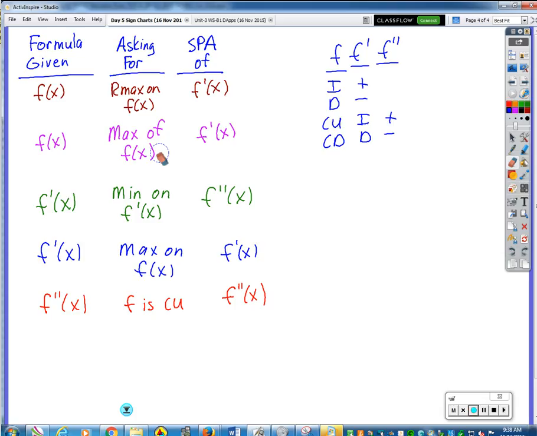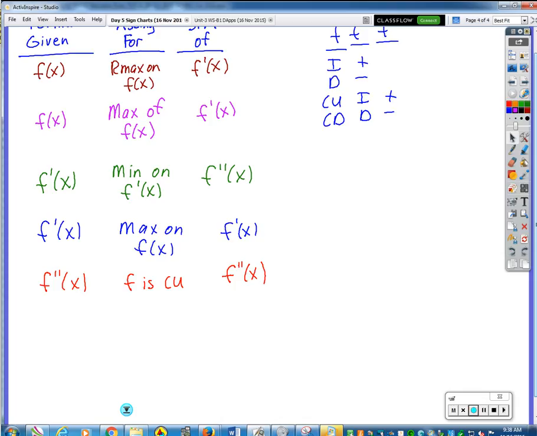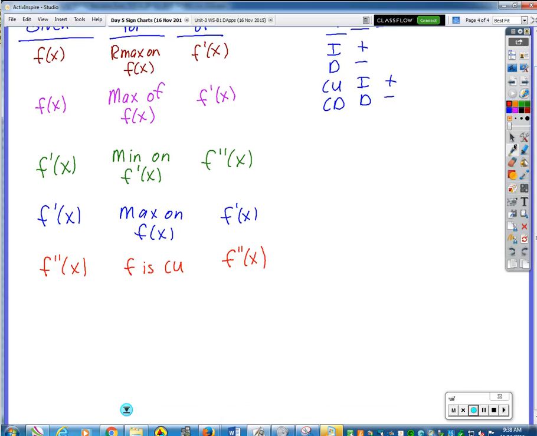Could you ever have F and then F prime, and then double prime? Let's write it down. So, you started with saying they give you what? F. So they're going to give us an equation for F. And what do you want? What are they going to ask us to find? A critical point on what? F prime.